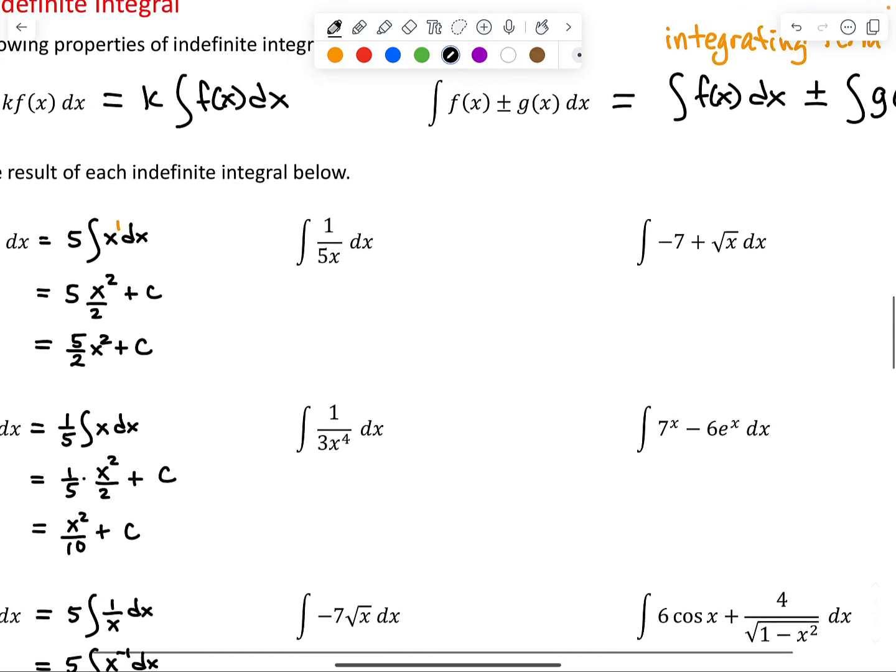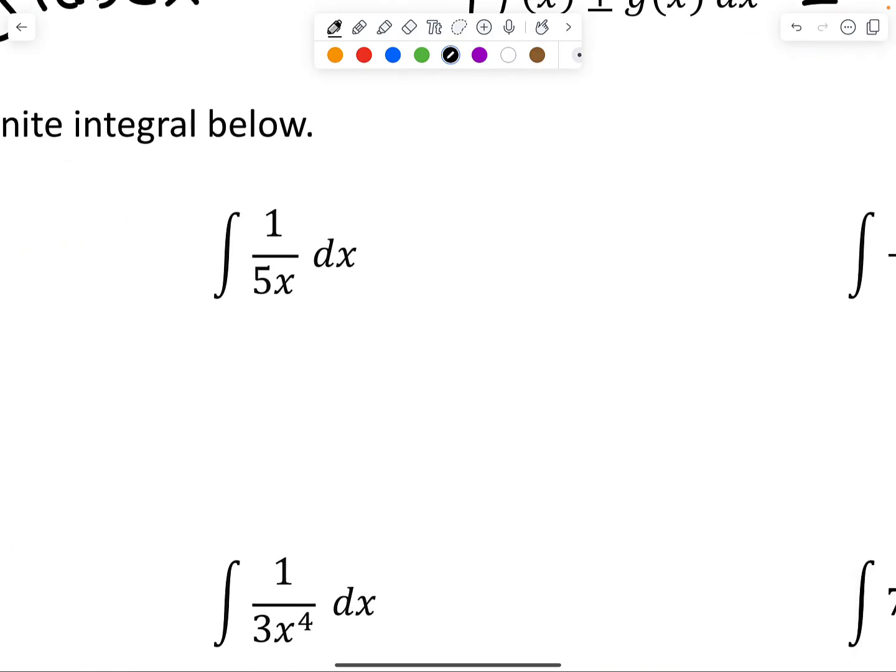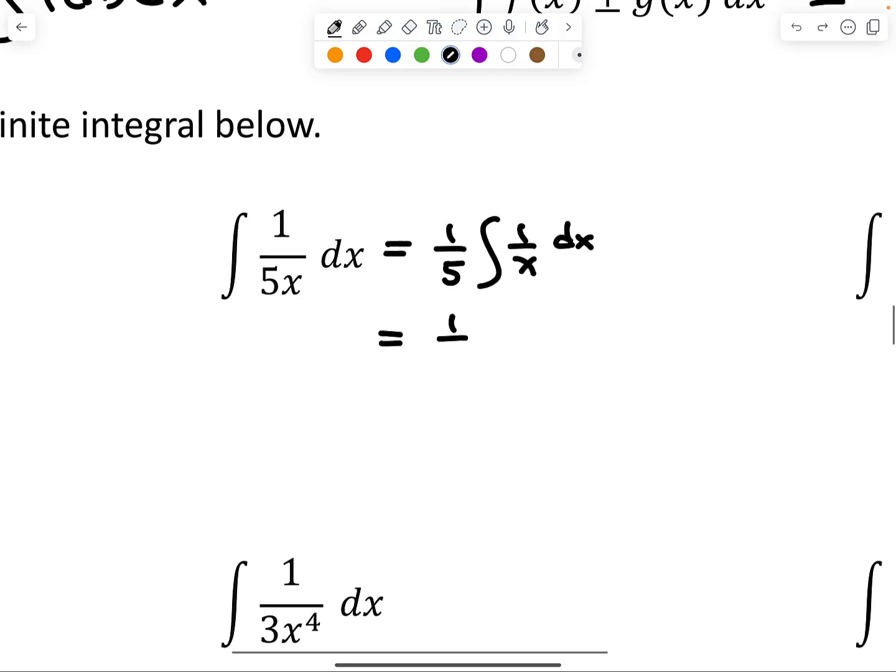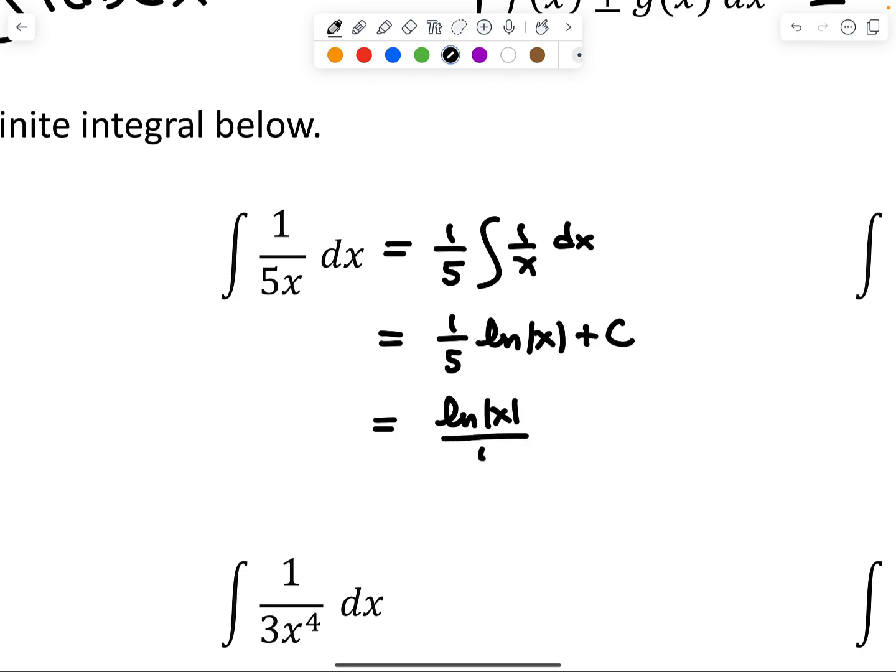Okay, next one on this page, we have a 1 over 5x. Well, think of that as 1/5 times 1 over x. So the 1/5 can be factored out, and we have a 1 over x dx that we want to integrate. The 1/5 stays, and the integral of 1 over x is natural log of absolute value of x, plus c. And of course, you could write that natural log in the numerator and put that all over 5.